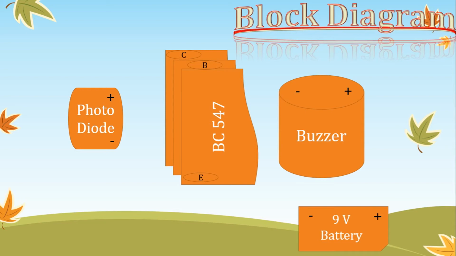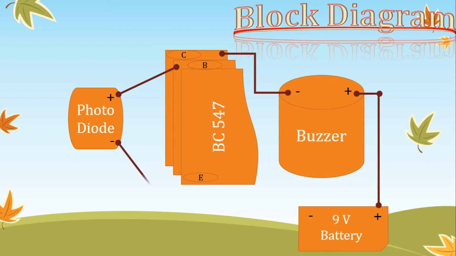So the positive terminal of the photodiode is connected to the base of the BC547 transistor, and the collector of the BC547 transistor is connected to the negative of the buzzer, and the positive terminal of the buzzer is connected to the positive terminal of the 9-volt battery. Moreover, the negative terminal of the photodiode is connected to either the positive terminal of the battery or the positive terminal of the buzzer.